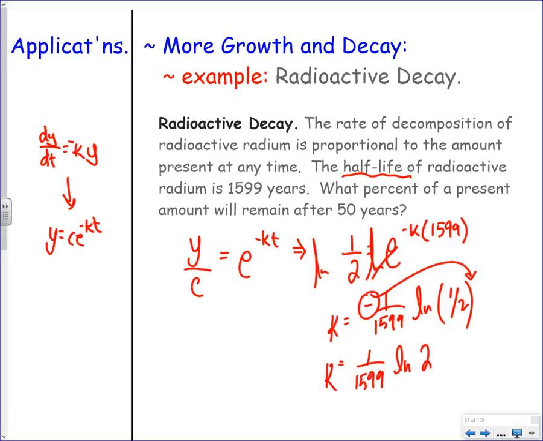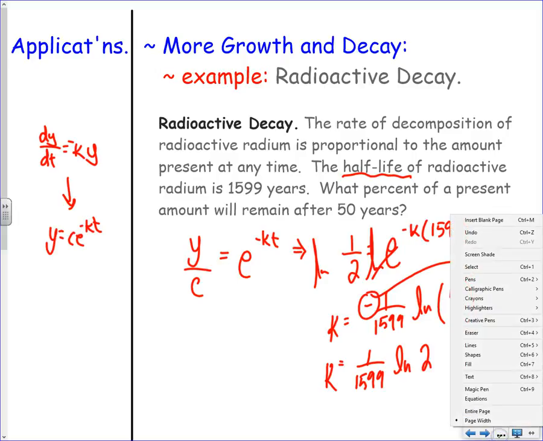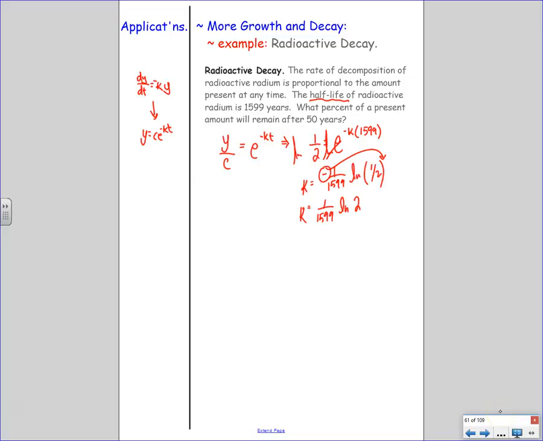What percent? Yeah, what percent? How do you get a percent? Isn't that like a fraction? What do we have? Fraction. We already have a ratio ready to go. And once we find the fraction, can we make it a percent? So let's go ahead and say what percent of a present amount will remain after 50 years.